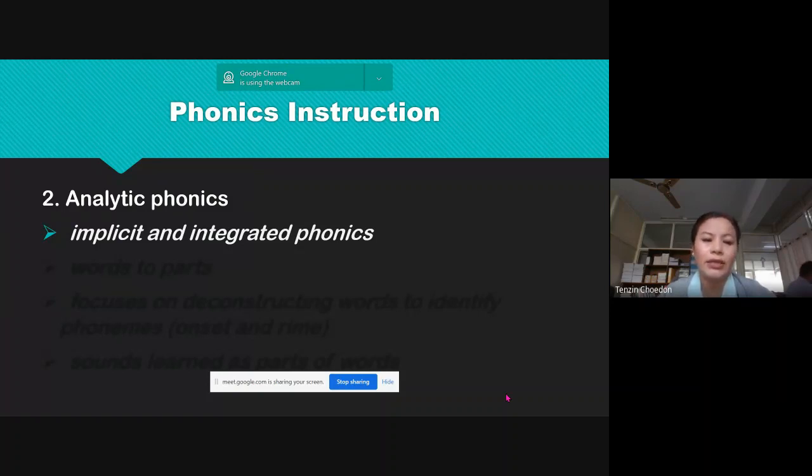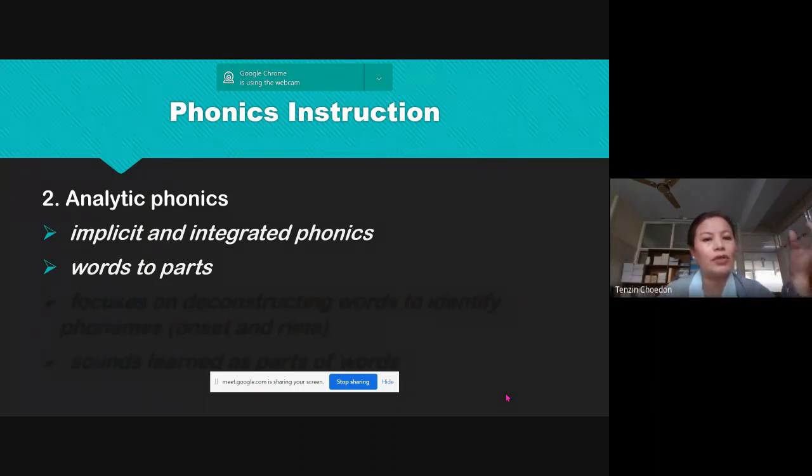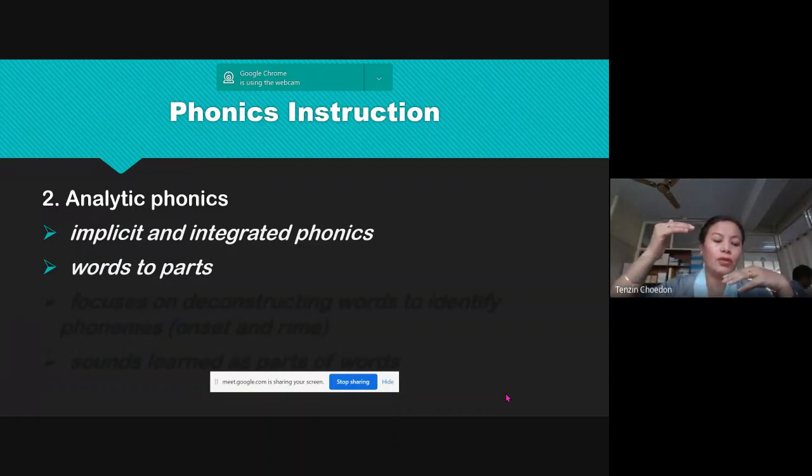But in analytic, it's more implicit, coming from the word implied, and integrated rather than taught in isolation. It goes from bigger to smaller, words to parts, so a word is broken into its smaller units. Whereas in synthetic, we build up from the phoneme, the smallest unit, and follow a hierarchy: phoneme, then rhyme and onset, syllable, and word.